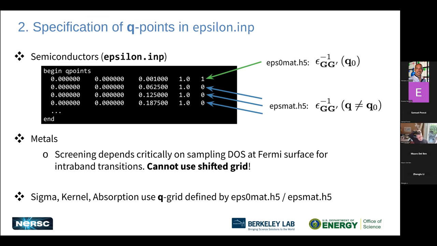There are a couple caveats with this. Everything I've been talking about so far applies to gapped systems. But one of the complications is that for metals, you have to be extra careful because the screening or the dielectric properties depend critically on sampling the density of states around the Fermi surface for these intraband transitions, not just interband transitions. And so this trick that I've been talking about is insufficient for those. I'll talk a little bit more about how we handle that situation in a minute. And one other thing I want to mention is that the additional steps in the GW BSE process via sigma, kernel, absorption will then use the Q-grid that's defined by these files throughout the rest of the workflow.